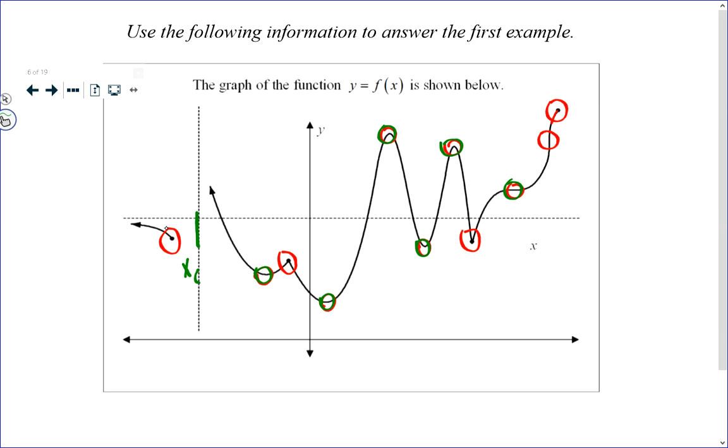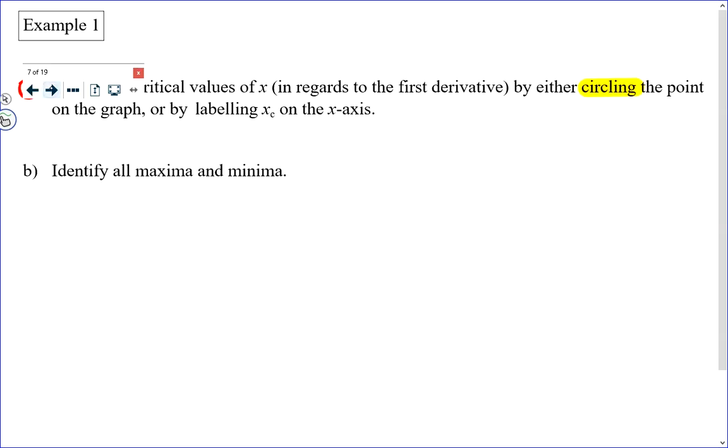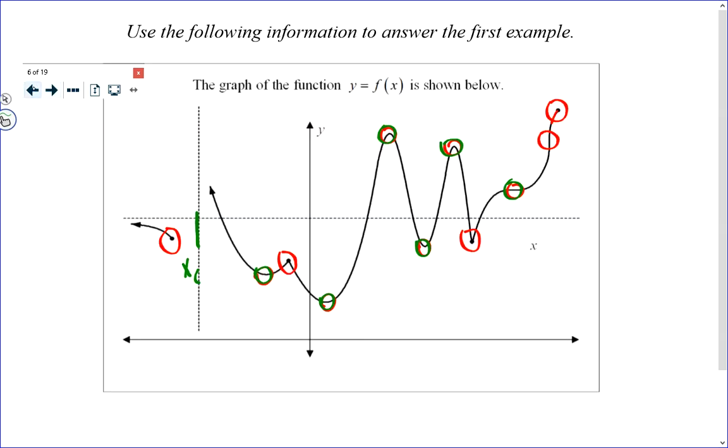And that's why, if you read the question carefully, what I have said is circle the point or label it on the x-axis. Because there is one critical point, whatever the x-coordinate of that vertical asymptote is, that's not actually a point on the graph. So the ones that are circled in red are critical because the derivative is undefined. The ones that are circled in green are critical because the derivative is 0.